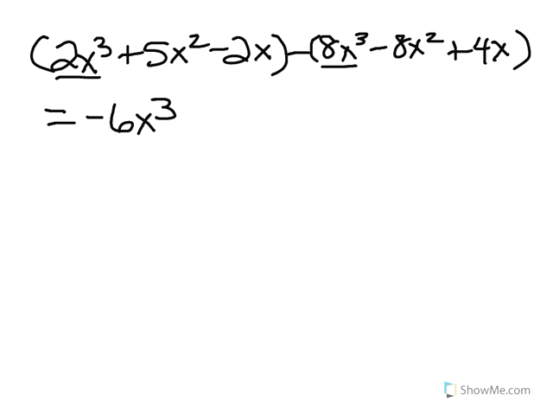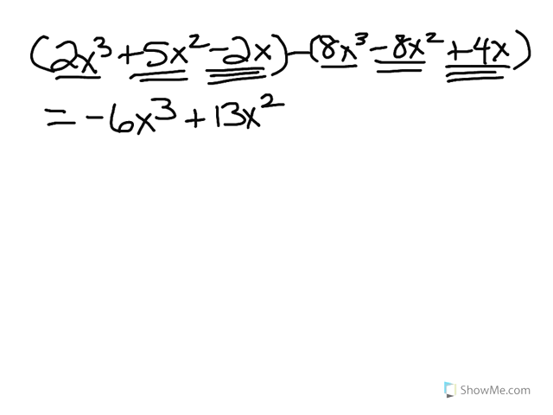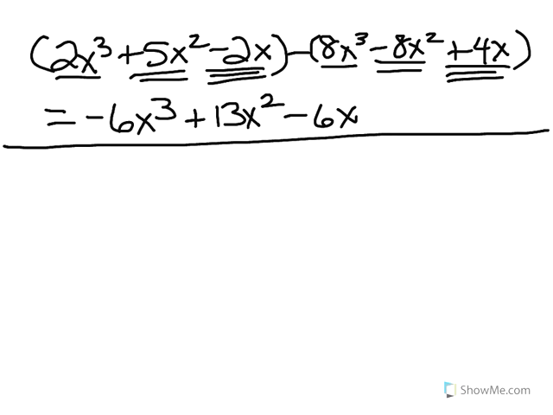Then we have 5x squared minus negative 8x squared. Okay, 5 minus negative 8 is positive 13. So you're going to have 13x squared there. And then negative 2x minus positive 4x is negative 6x. That works, but I find it unreliable and dangerous to work across a single line with all this information. I really strongly recommend that you use vertical organization for your subtraction problems involving polynomials.